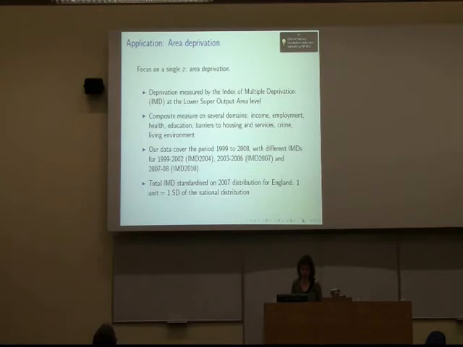Because the measures only go back as far as 1999, we restrict our analysis to residential location from 1999 onwards, up to 2008, which is what we have the data available for at the time that we started this work. And the measure that we use has been standardised, so it has a mean of 0, and it's standardised on the distribution in 2007. So just bear in mind that a unit is a standard deviation.